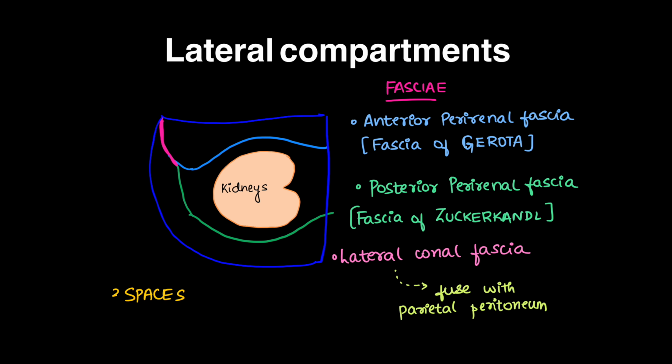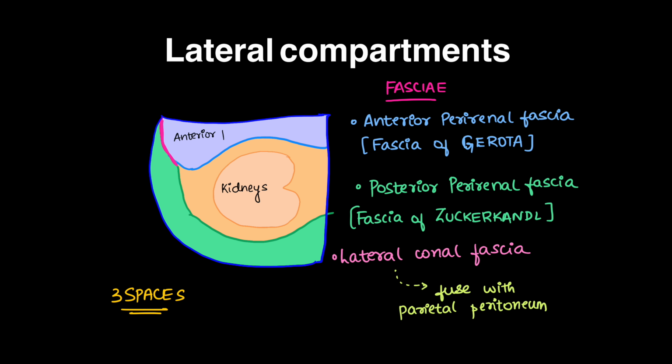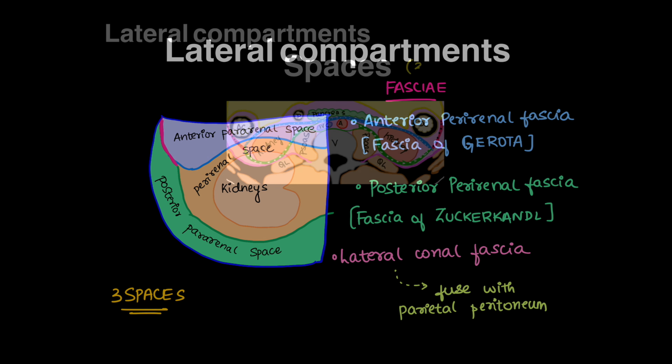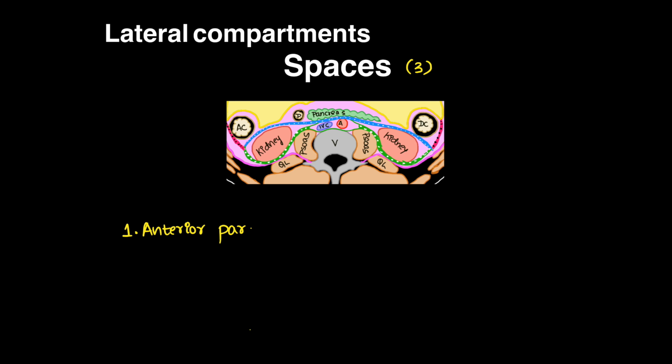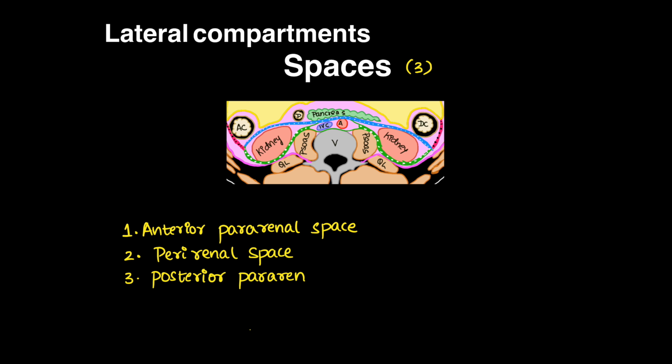So these spaces are anterior pararenal space, which is anterior to Gerota. Posterior to Zuckerkandl, we have posterior pararenal space, and around the kidney it's perirenal space. So the 3 spaces were anterior pararenal space, perirenal space, and posterior pararenal space. We'll see how they look and what are the contents. So this is anterior pararenal space. This is perirenal space, and behind the kidneys we have posterior pararenal space in green.